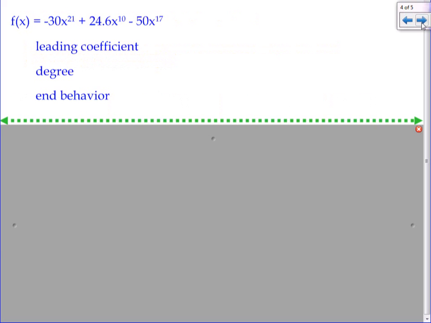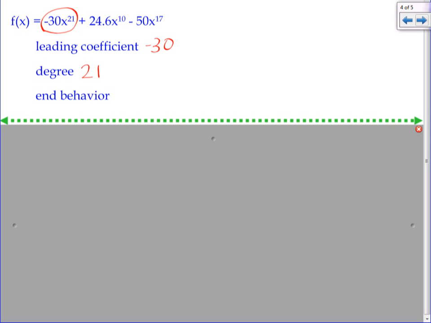Okay, so let's talk about this. Which term are we going to focus on, the first, second, or third? Do you guys have this slide in your notes? Okay. Which one are we looking at? 1, 2, or 3? And why do we pick this one to look at? The 21 is the biggest exponent out of the 3. Okay, so that's why we picked that one. All right, so what is the leading coefficient there? -30. Our degree is 21.